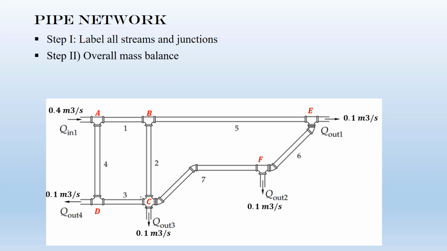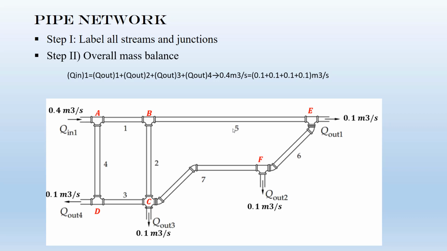The next step, you need to write the overall mass balance. You need to make sure that the mass continuity equation is valid for the entire system. There is one inlet and 4 exits, and if you write sigma in equals sigma out, you will see that the continuity equation is valid. This is step 2.